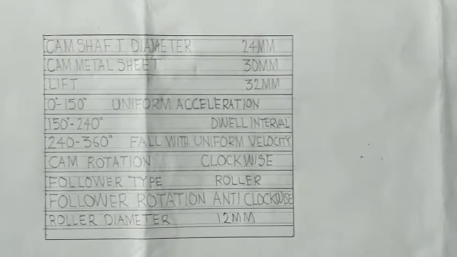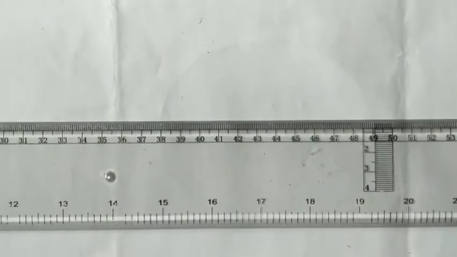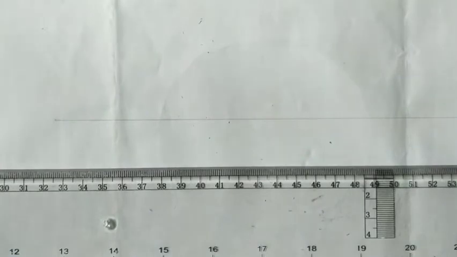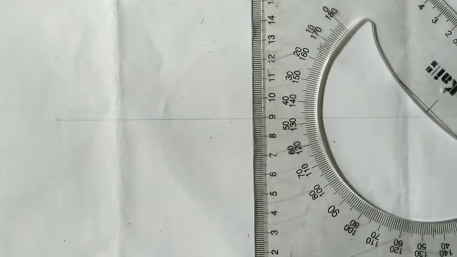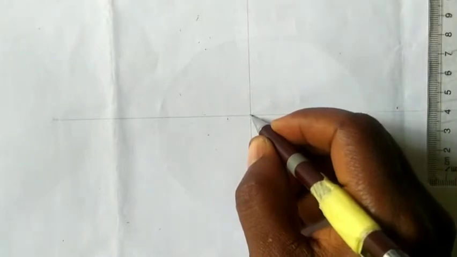Now you start working. The first thing you draw is your CAM. I will draw my CAM in this direction here. So let's start and see how it goes. I'll draw my horizontal line first, then I'm going to draw my vertical line. So this will be the first thing I'm doing.